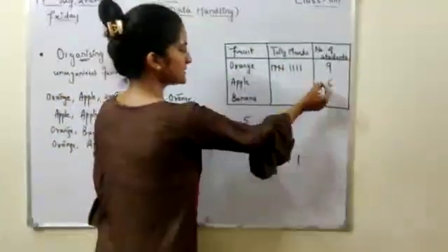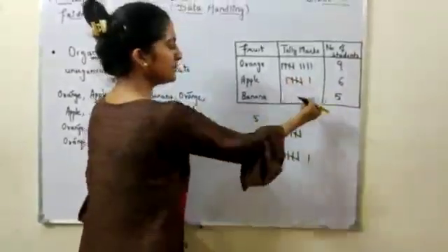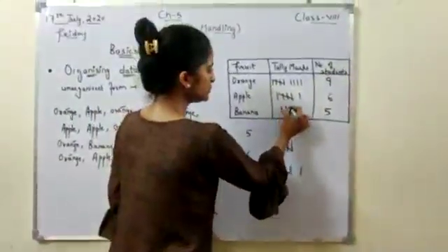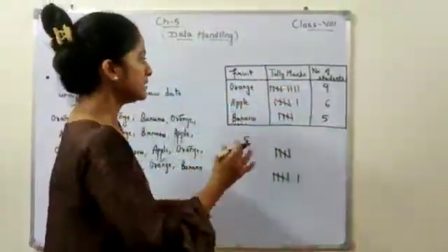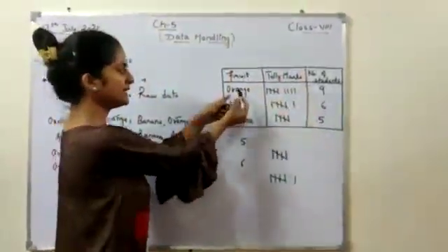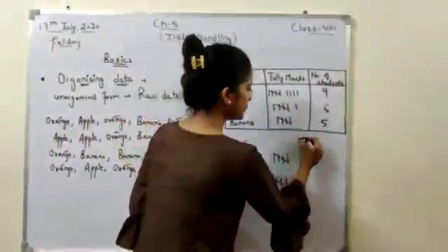Next one is apple. 6, 1, 2, 3, 4, 5, 6 and the banana is 5. So 1, 2, 3, 4, 5. So here the tally marks tell how many students like this particular fruit. This is also known as the frequency.